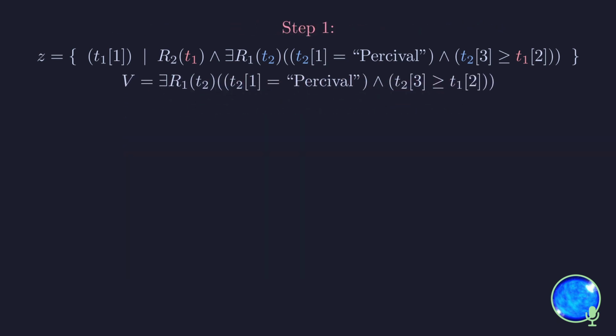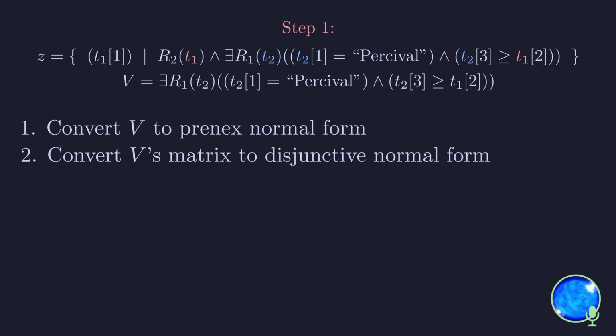For step 1, we'll first convert v to prenex normal form. This means that every quantifier in v must be put at the start of the expression, and that becomes the prefix. The heart of the expression without quantifiers is called the matrix. In our case, the expression v is already in prenex normal form. Next, we'll convert v's matrix to disjunctive normal form. This means that we use the OR operator to combine terms using the AND operator. In our expression, we have no OR operators, so it is already in disjunctive normal form.